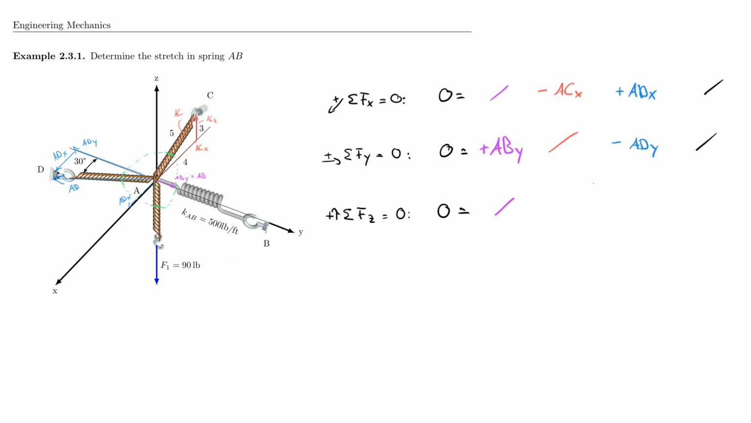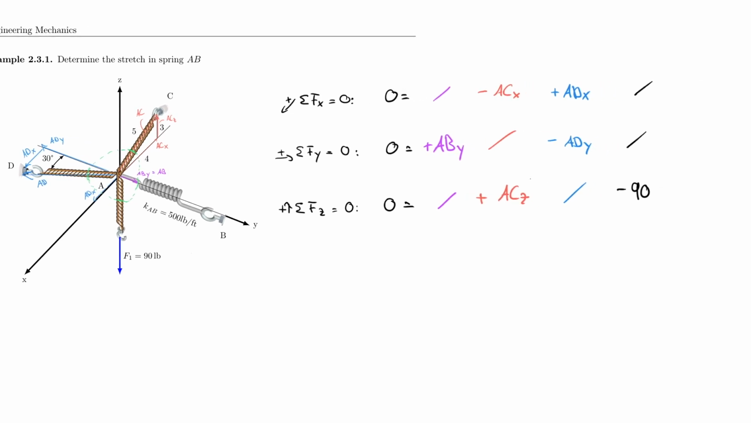In the AC cable, of course, I do have a z component. So this is plus ACZ, and then the next cable has no component, so I cross that out. But I have minus 90 pounds here. So that now is my equation. And once again, if you are experienced and prepared, you probably would have not needed to write this down. I will show this to you in a second.